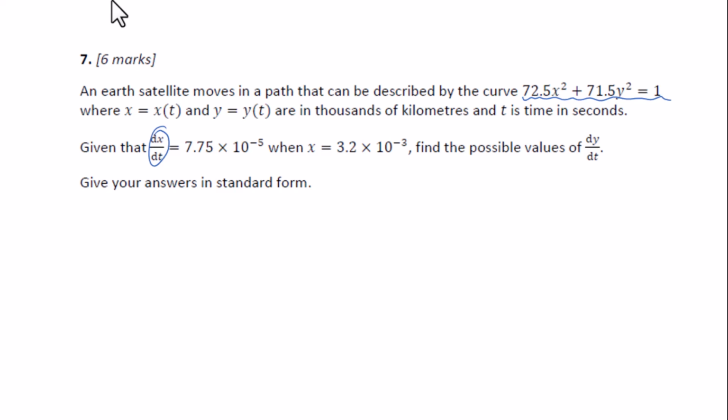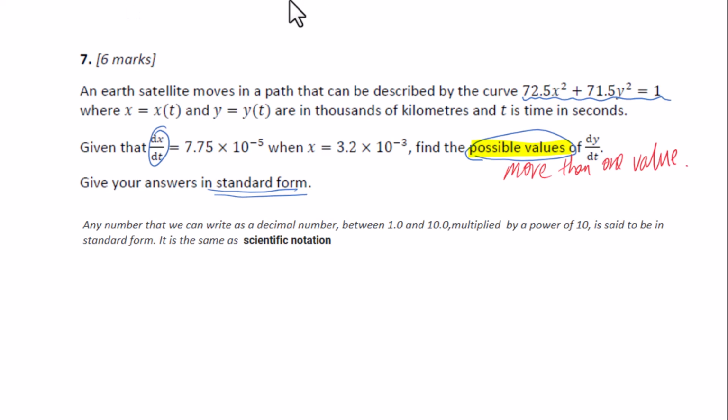7.75 times 10 to the negative fifth power, when x equals 3.2 times 10 to the negative third power. Find the possible values of dy by dt. Give your answers in standard form. Possible values, which means more than one value.